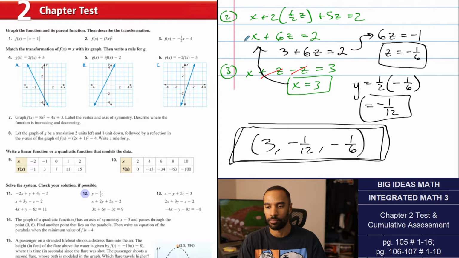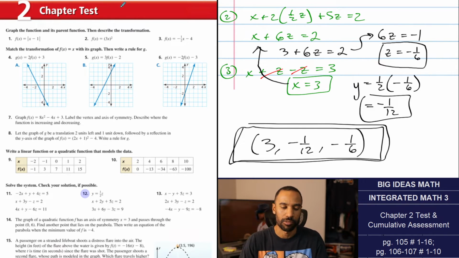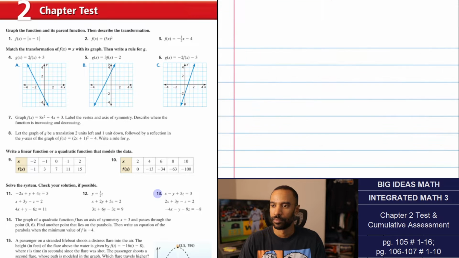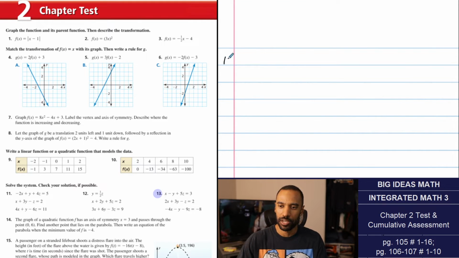I'm going to trust that what I'm doing is right. I trust my own algebra. But in terms of checking your solutions, that's the plug-in for that. All right, let's go to number 13. On number 13, we have x minus y plus 5z equals 3.